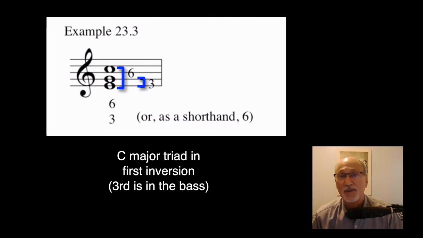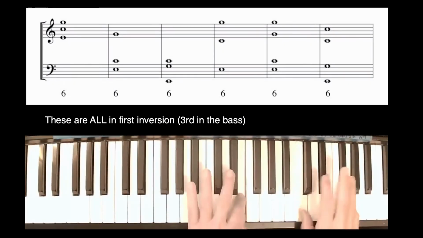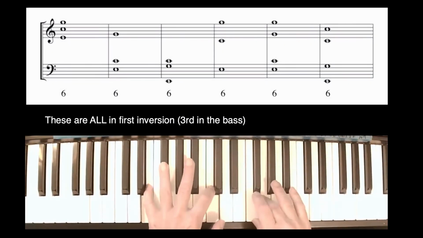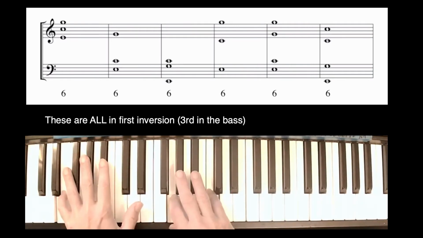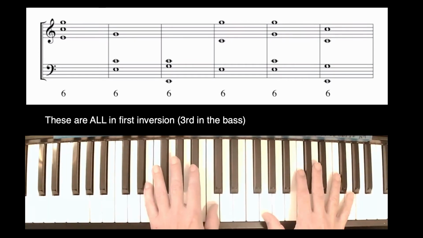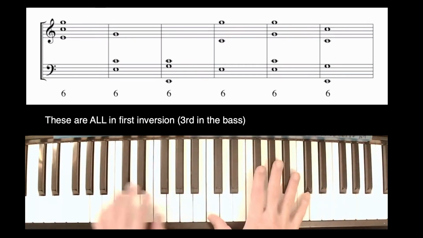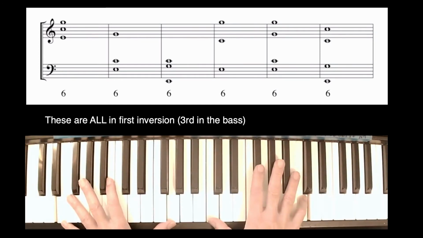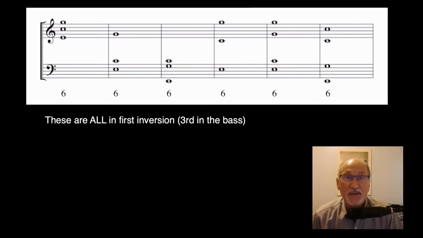As a shorthand, musicians usually just write the number 6, and this is generally understood to mean that the triad is in first inversion. So, as with root position triads, first inversion triads can be voiced in all kinds of ways. Here are a few examples. In each of these voicings, the triad has been labeled with a 6 to show that it's in first inversion.